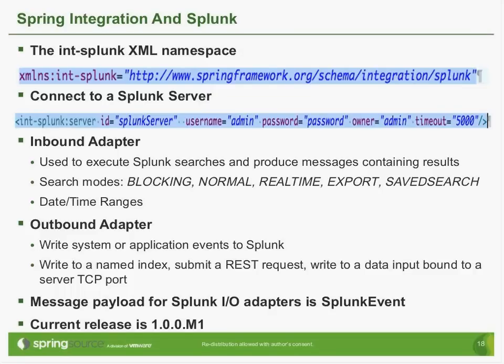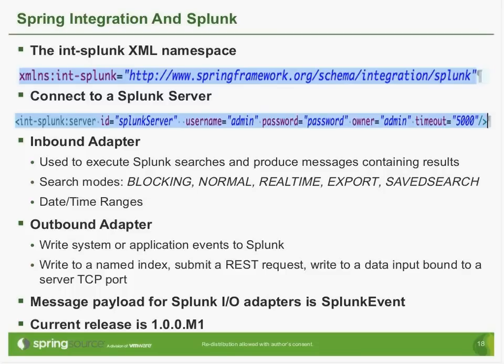First thing you want to do is connect to a Splunk server. And so you're creating a bean that holds the Splunk server connection. And so you give it an ID because you're going to need to reference it in the adapters. Typically, you'll need a username, password. These don't have to be hard-coded in the XML. They could be in a properties file and replaced here, so they don't need to be stored in the clear here.